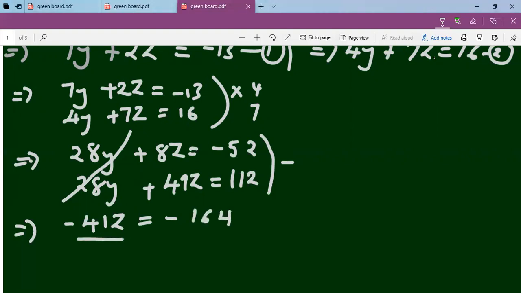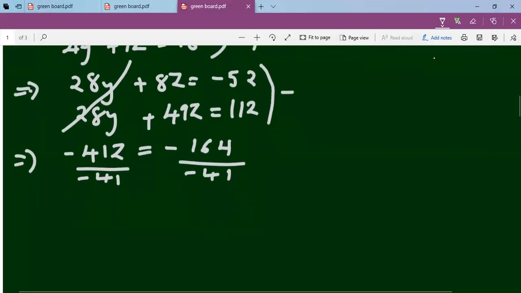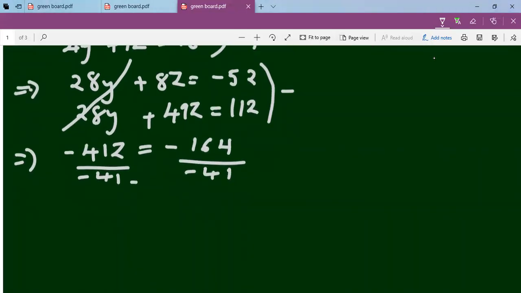Okay, so we divide by negative 41, negative 41. So what does it mean? So it simply means that my z is equal to negative 164 over negative 41, it is 4. Okay. So now we need to find y.